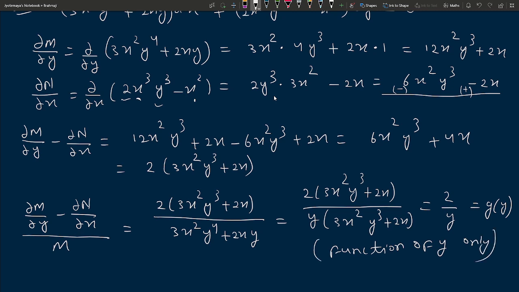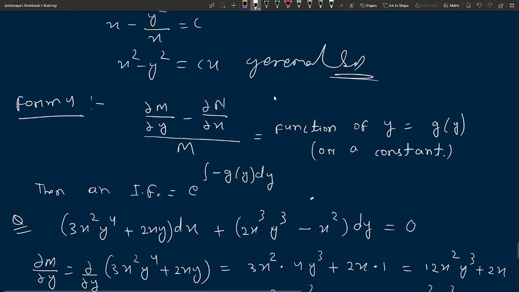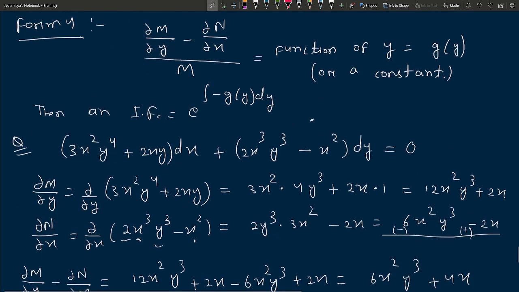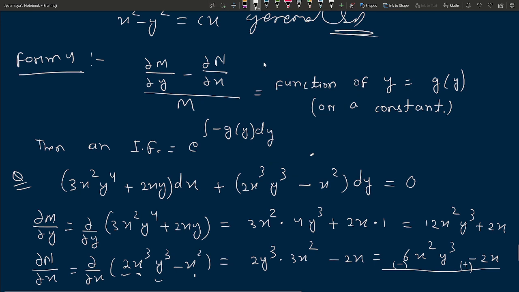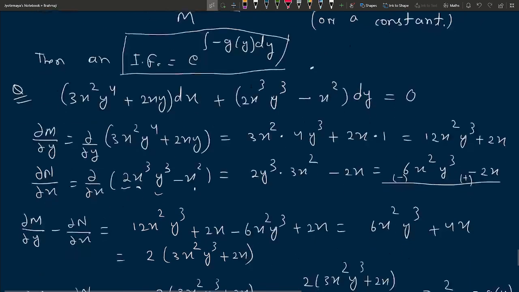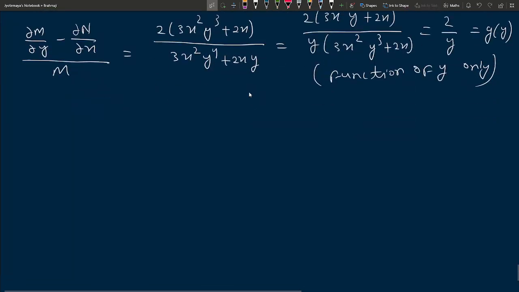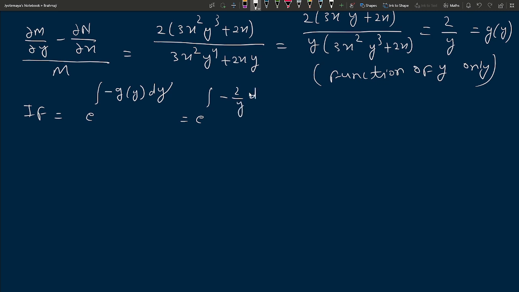Okay, so what was form 4? Form 4 was: if you are finding (del m by del y minus del n by del x) by m is g(y), a function of y only, then the integrating factor formula is e to the power minus integration g(y) dy. So integrating factor equals e to the power integration of minus g(y) dy. What is g(y)? g(y) is 2 by y, so minus 2 by y dy.